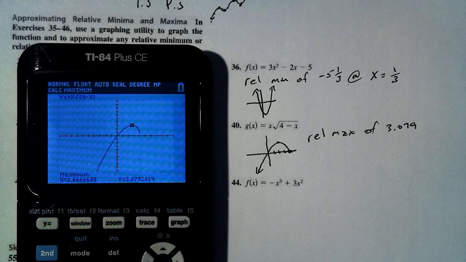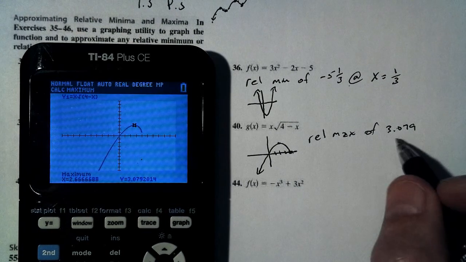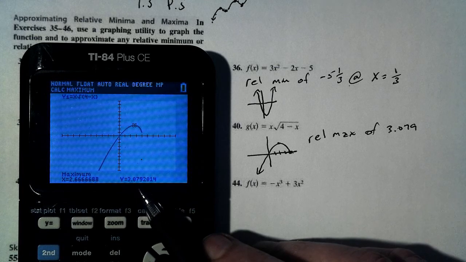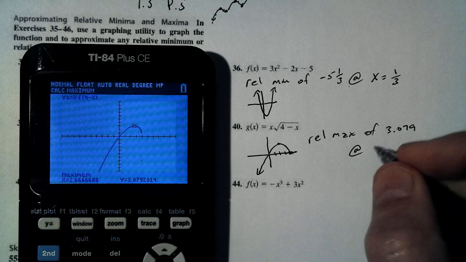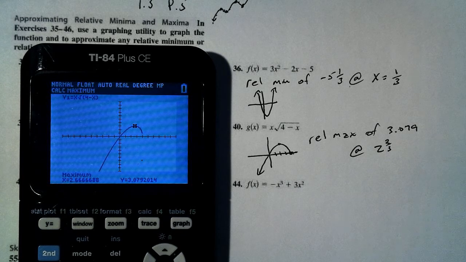3.079. I've said this a couple times, but we're going to round to 3 decimals unless we can recognize a fraction value, or unless otherwise specified. Its relative maximum is the y value. Its maximum is 3.079, and that occurs at, I believe that is 2 2/3. You could go 2.667 on an AP exam, and they would count that correct.